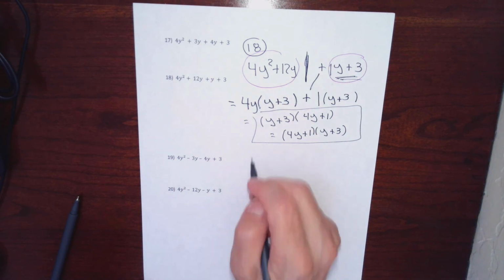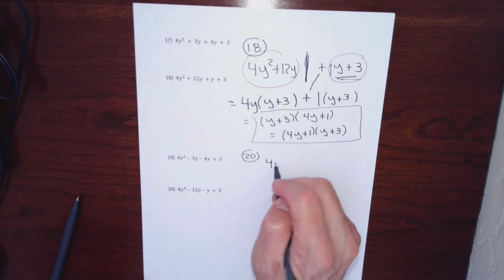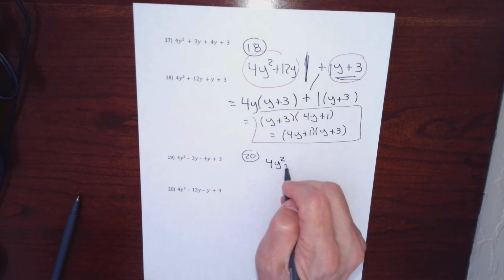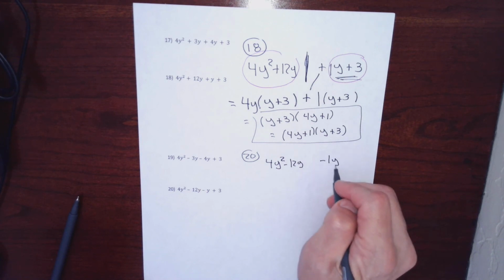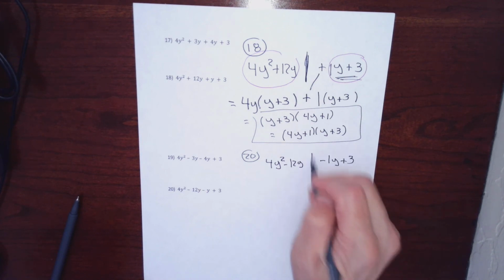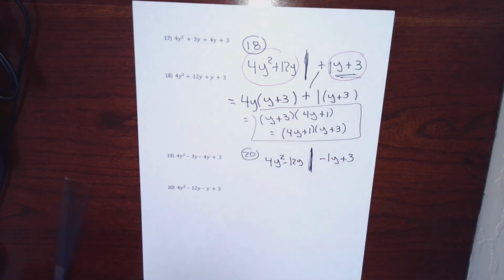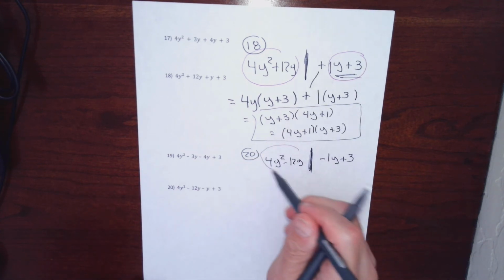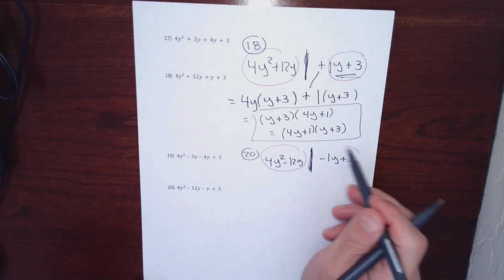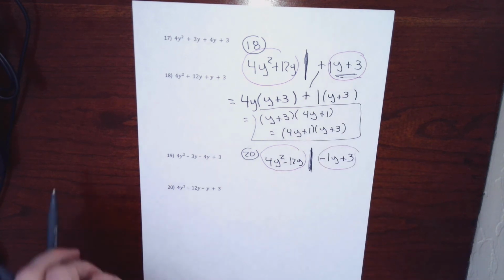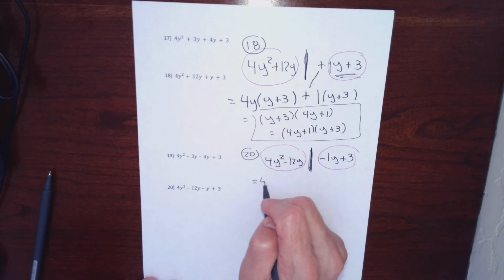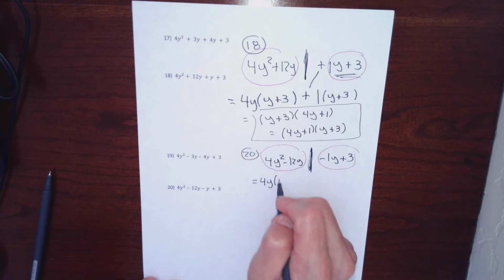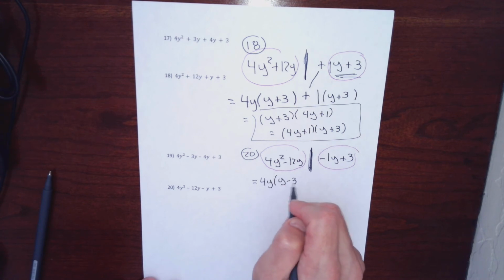In 20, which is kind of the sister problem to 18, I have to do something even a little bit more advanced. So in 20, I split my halves. Left half is basically the same factoring as 18. Right half, not so much. Left half, I'm going to factor out a 4y again and be left with another y minus 3.